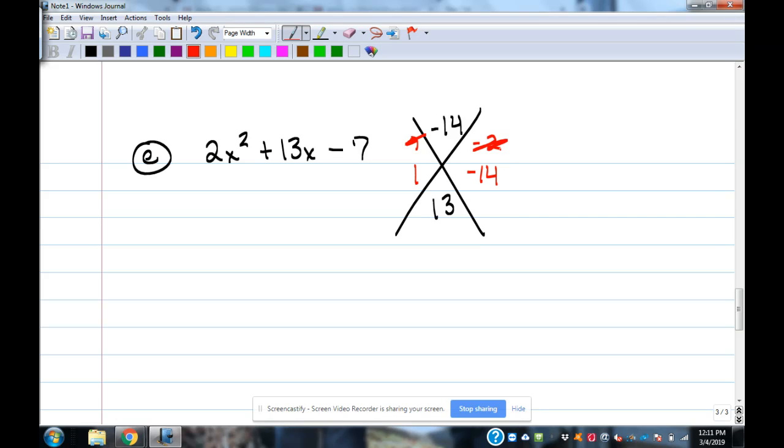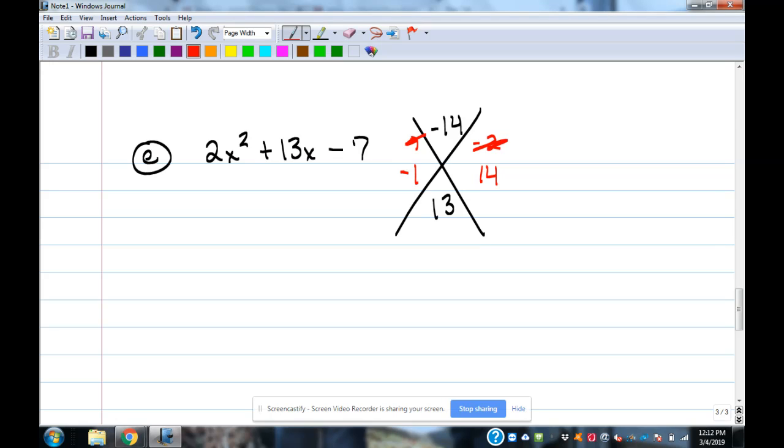Negative 14, right? What's 1 plus negative 14? Negative 13. So the sign's wrong. The negative needs to be on the 1 because negative 1 plus 14 is 13. Negative 1 times 14 is still negative 14.